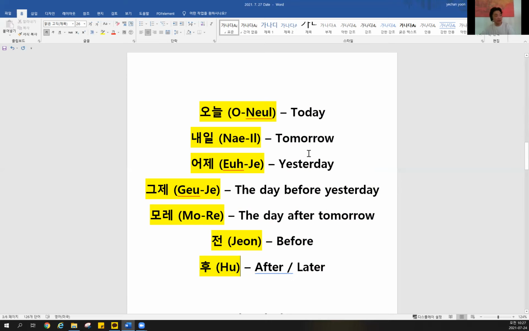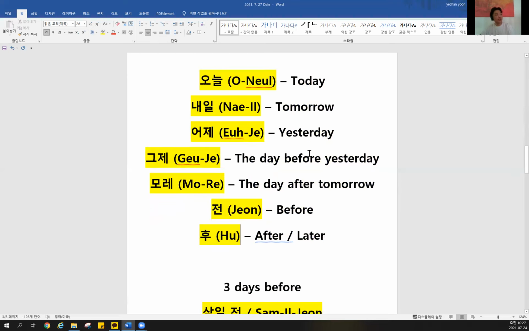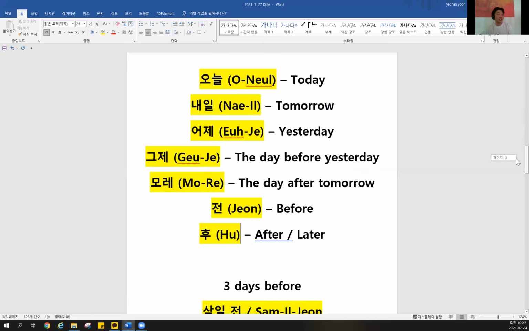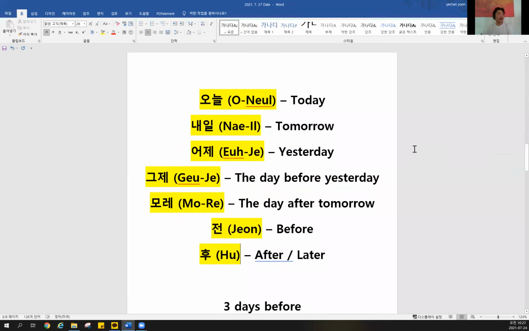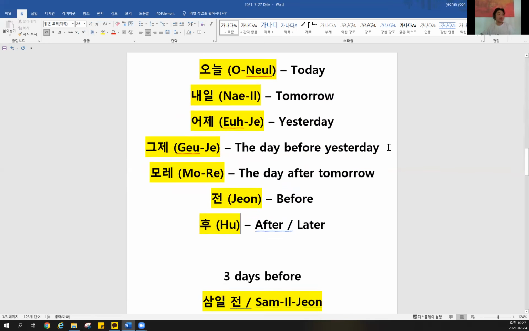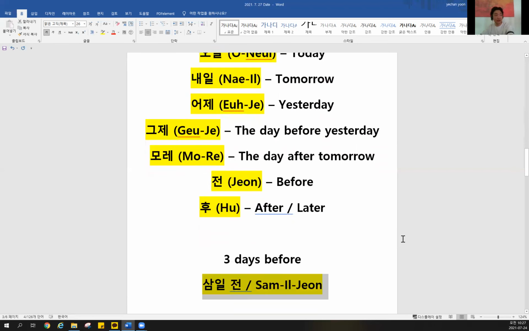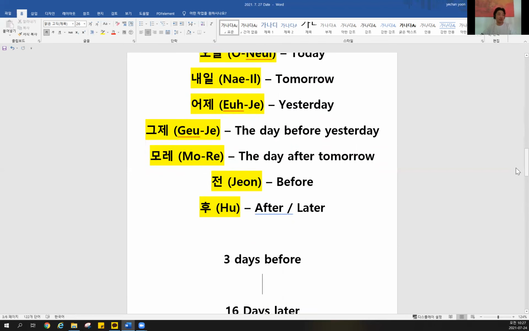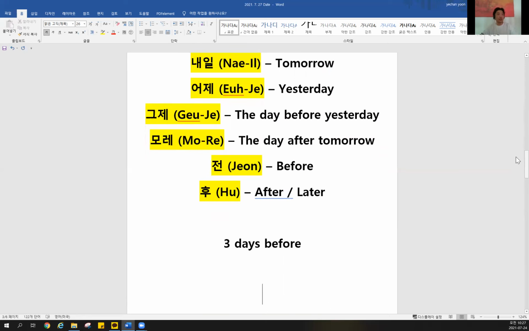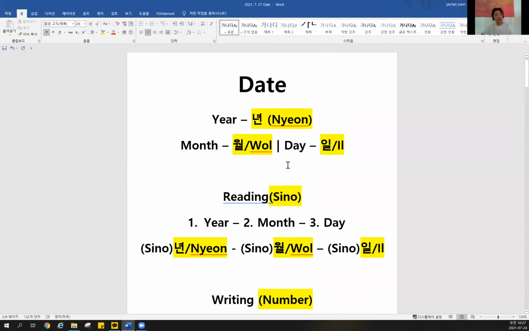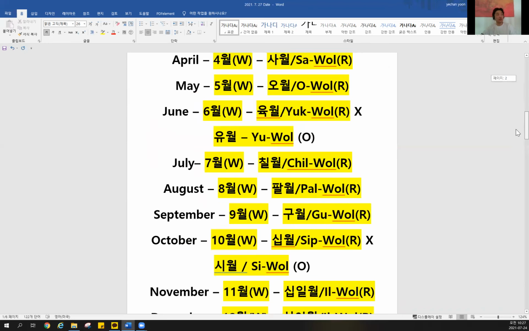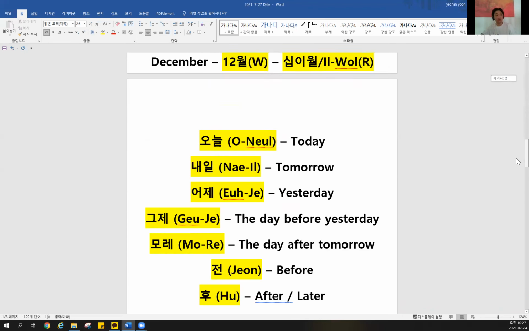Okay, I'm going to give some examples. Like this, guys. 3 days before. Okay, so how can we say it, guys? What was the word for day? It was 일, right? And how can we pronounce it? Which counting version are we using?